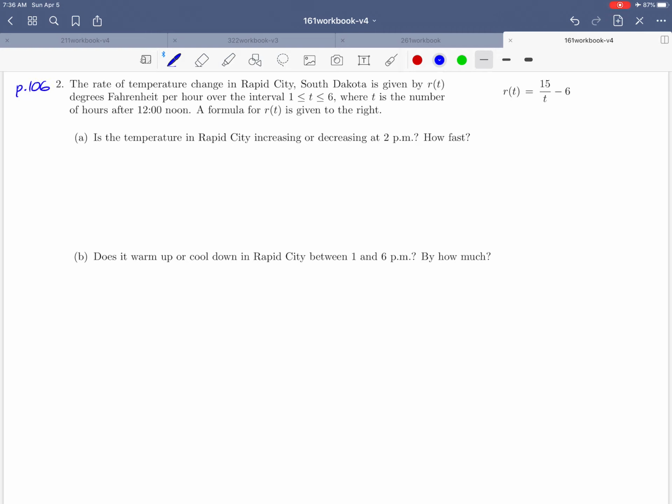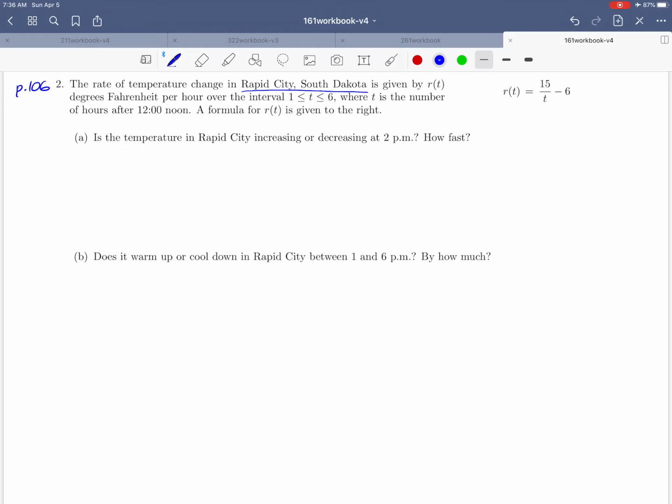And here we're going to talk about a problem that deals with Rapid City, South Dakota, and that's the town that I went to college in. If you ever get a chance to visit Rapid City, I'd recommend it. It's the gateway to the Black Hills. There's some great scenery, but if you're going to go, I would go in the summer because those winter temperatures can be a little bit ugly.